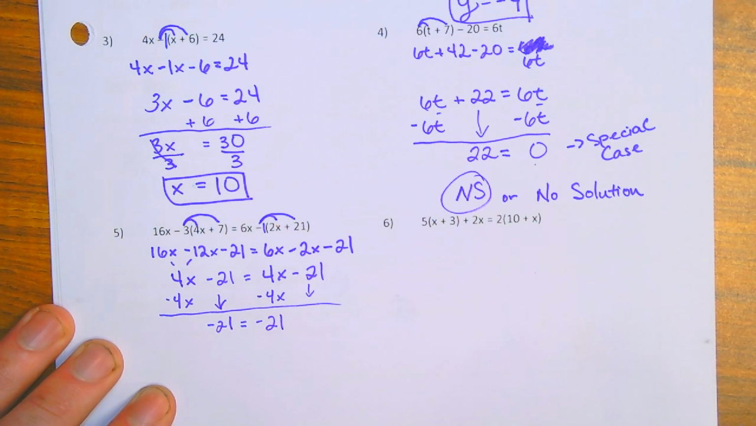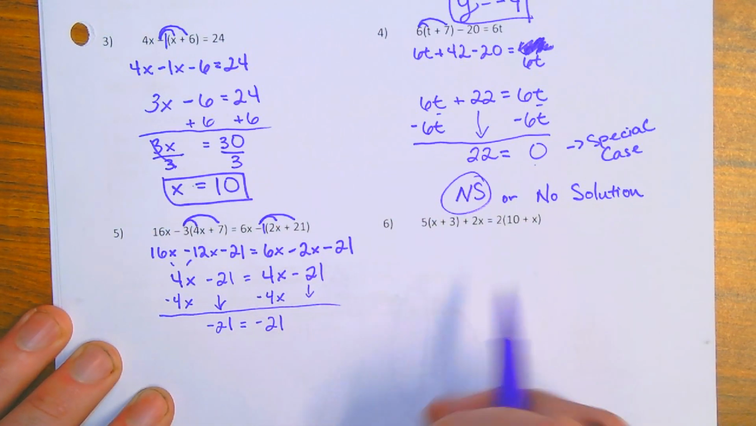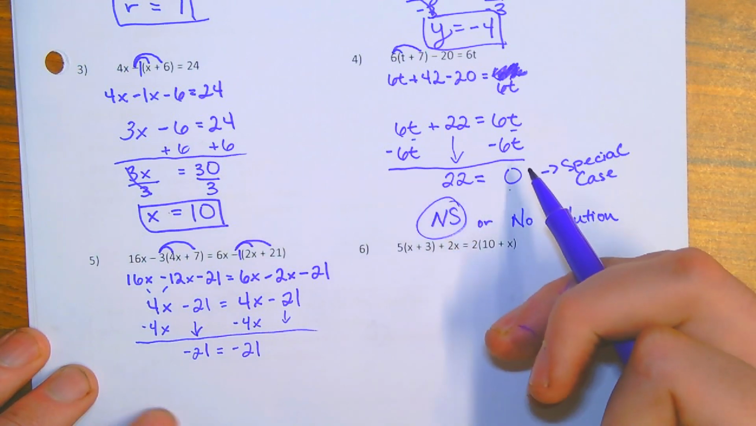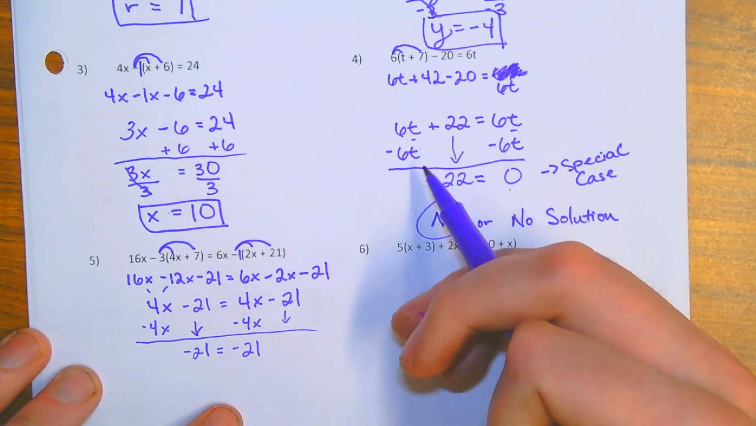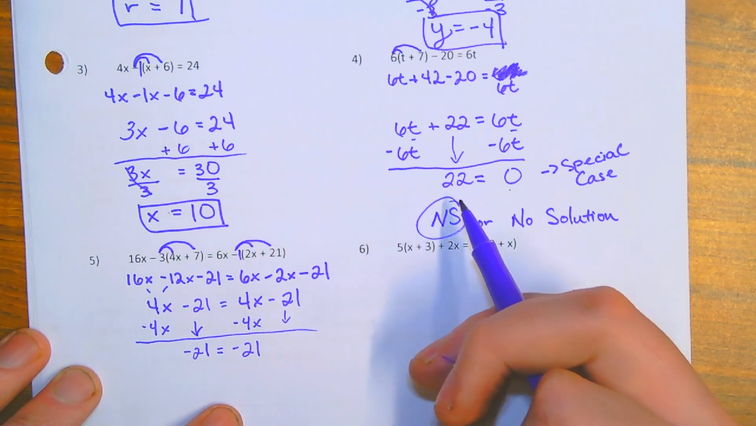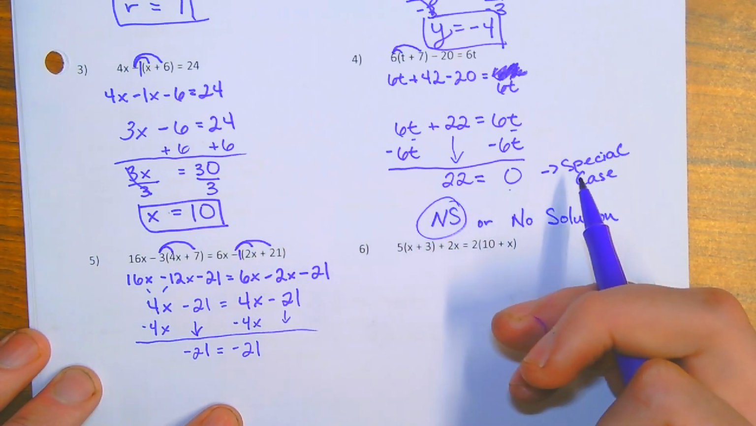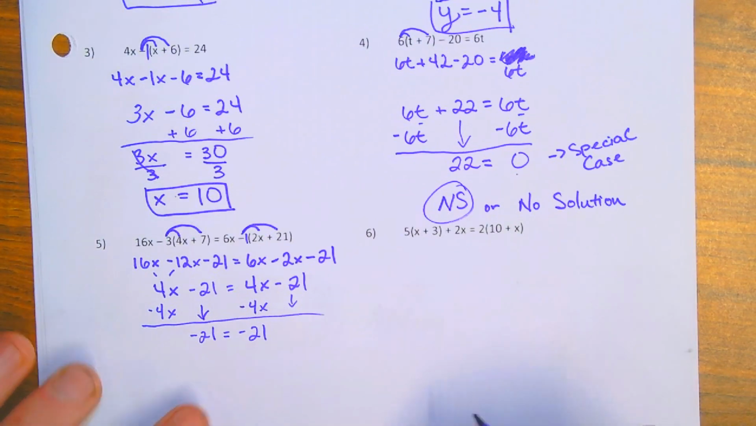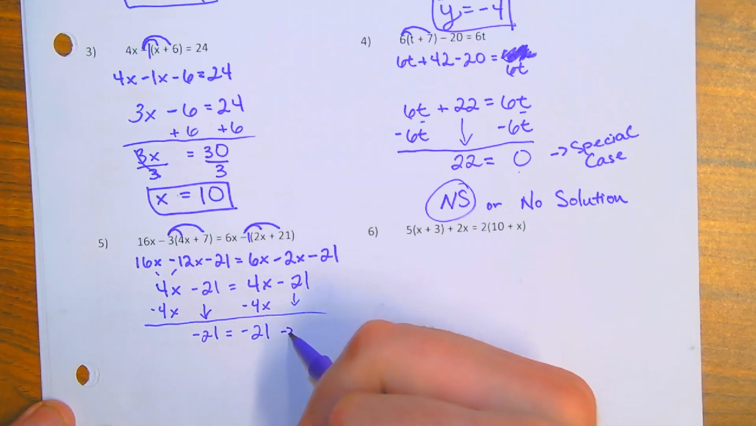Now, hold on a second. If you can notice, remember what we did over here. We had something very similar. Our t's got canceled out and we were left with two numbers. But in this case, 22 equals 0 was our special case. Over here, though, we have a negative 21 equals a negative 21. We have the same two numbers that are equal to each other. This is another special case, okay?